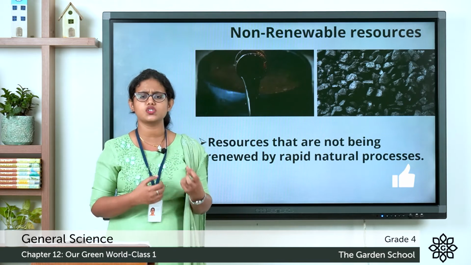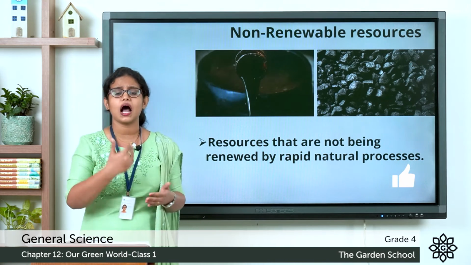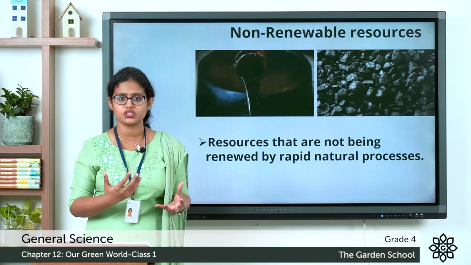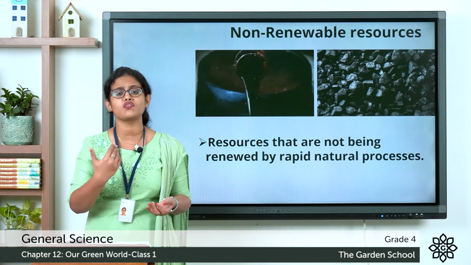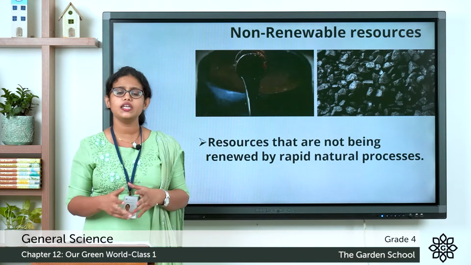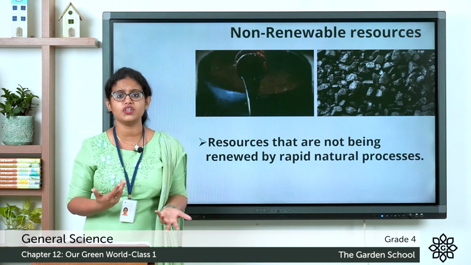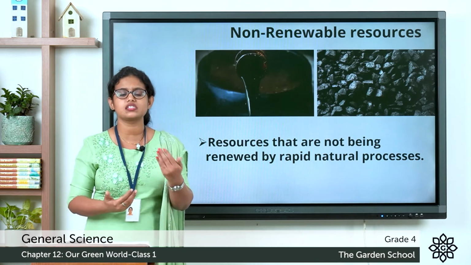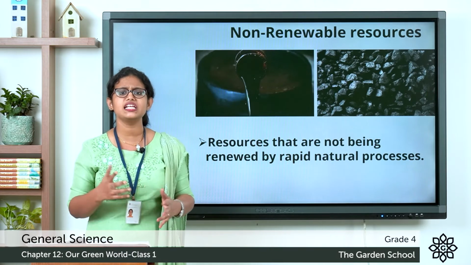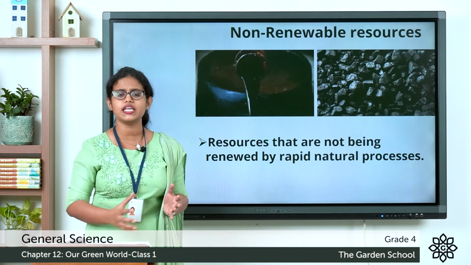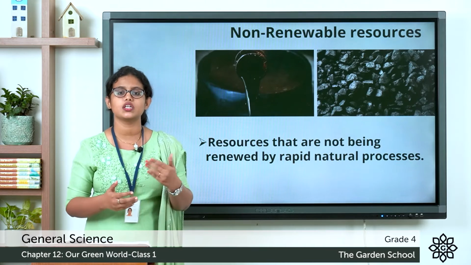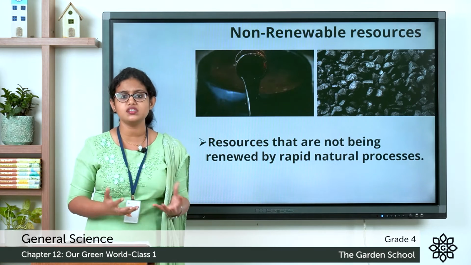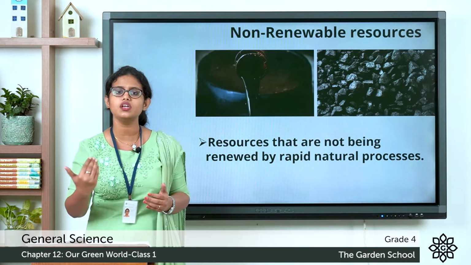And do you know how these resources are made? These resources are made from dead remains of plants and animals. Then you may think, plants and animals die every day, so why are these resources limited? Though plants and animals die every day, it takes millions of years for these dead remains to convert into these useful resources.